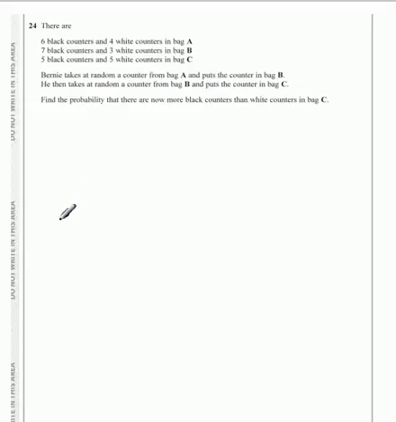What we need to consider is how we can get that extra black counter into this bag. So we need to look at what happens when we take one out of A, and then what happens when we take one out of B as well. So for bag A, let's do this as a tree diagram. We can either take out a black one or a white one. The probability that we take out a black one is the 6 there out of the 10 we've got in total. Probability we take a white one is the 4 out of the 10. So once we've taken out a black one, we're going to put that into bag B.